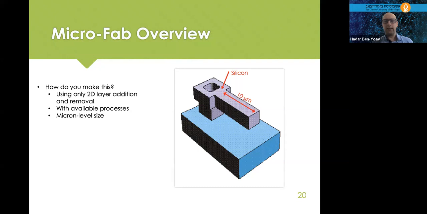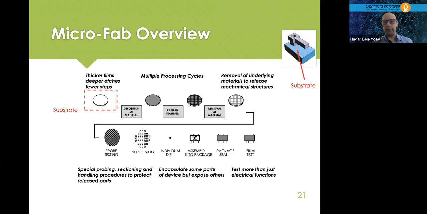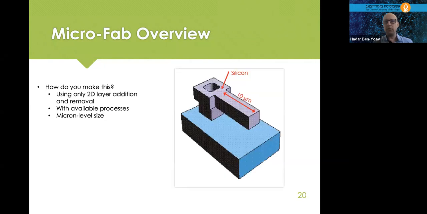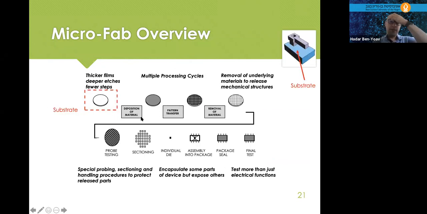So let's see how we are doing that. The first step that we need, and I'm going to do it step by step, is how we can make this kind of cantilever on the substrate. The first step is to choose the substrate that you're going to use. And this is our wafer, that on top of it, we're going to deposit some materials.